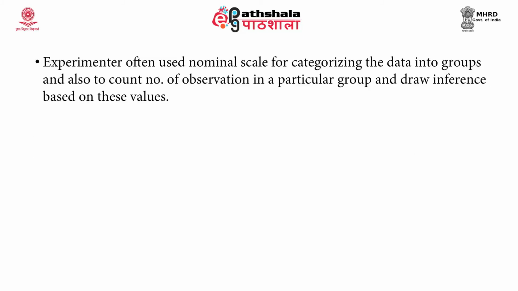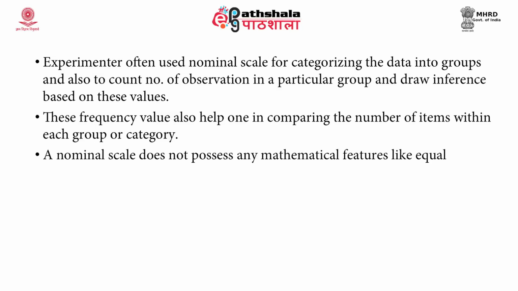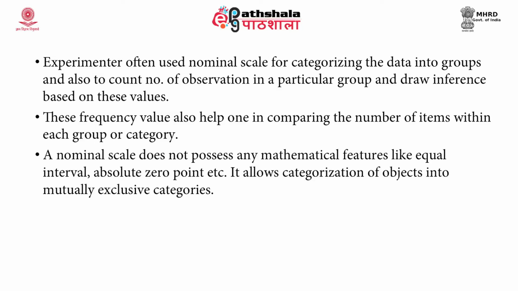Experimenters often use nominal scale for categorizing the data into groups, and also to count the number of observations in a particular group and draw inference based on these values. These frequency values also help one in comparing the number of items within each group or category. A nominal scale does not possess any mathematical feature like equal interval, absolute 0 point, etc. It allows categorization of objects into mutually exclusive categories.